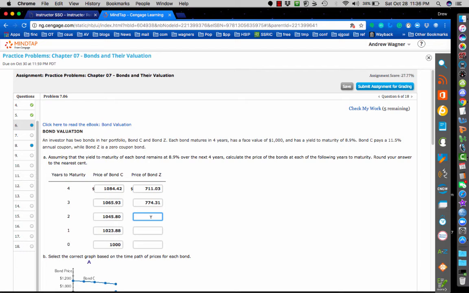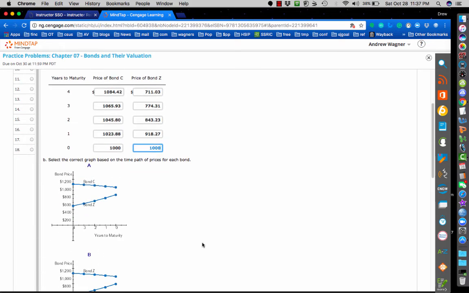Now change N to 2, recompute present value, I get 843. Changing N to 1, recomputing, 918.273. And finally, at the maturity date, there's no discount left, so it's worth its par value. It's worth the principal payment.